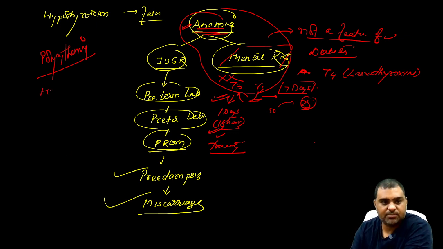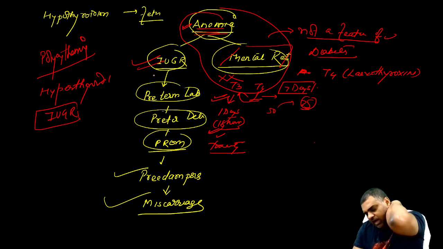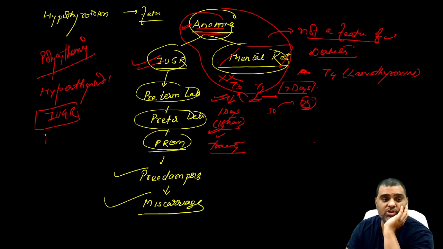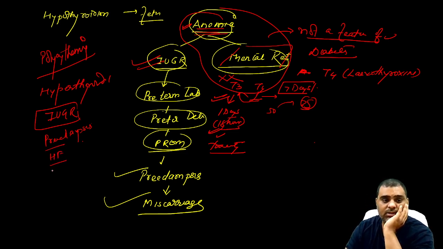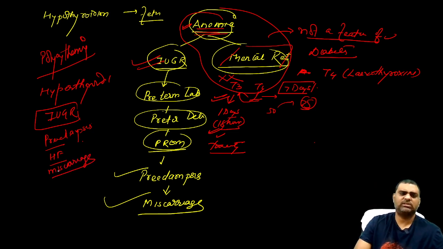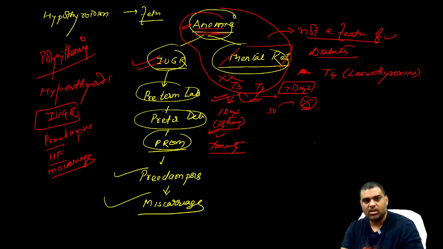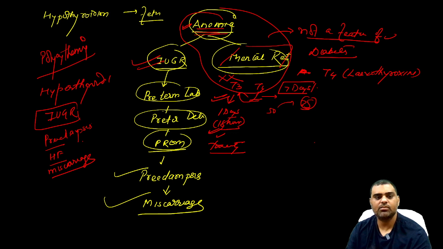Now coming to hyperthyroidism, what can hyperthyroidism cause? More IUGR. So please remember, IUGR can be seen in hypothyroidism as well as hyperthyroidism. Plus hyperthyroidism can also cause preeclampsia, heart failure, and miscarriage. All these things can be seen in cases of hyperthyroidism. Okay, miscarriages, heart failure.